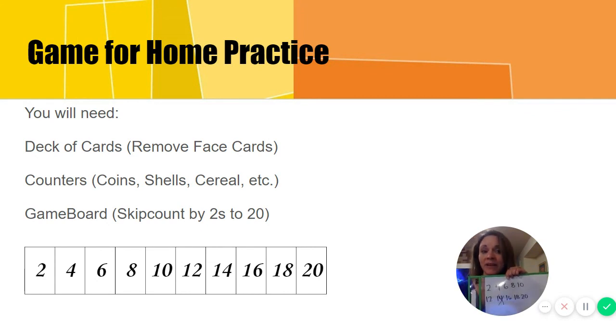I'm going to keep playing and I'm going to pick a new card. This time I picked 5. So I'm thinking, what is double 5? 5 and 5 make 10. So I'm going to cross through my number 10. I'm going to keep playing until I've crossed out all the numbers on my game board.